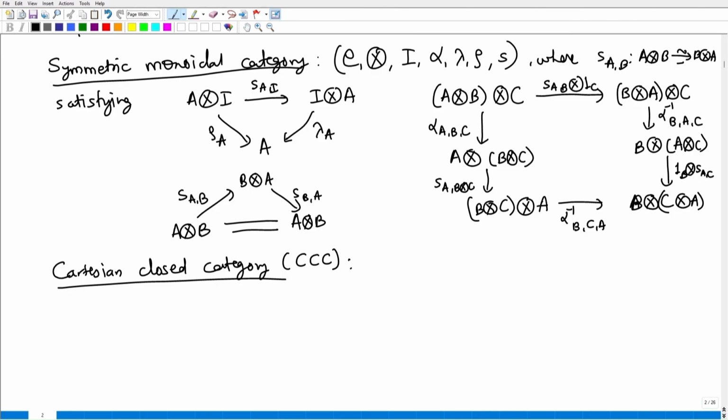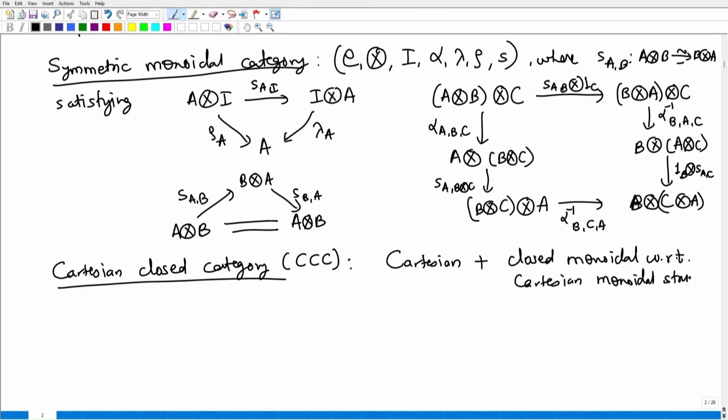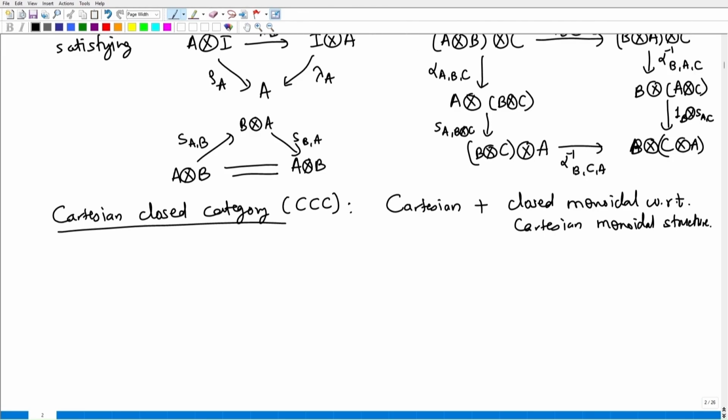Maybe I should define this. This is saying something more: it's Cartesian plus it is closed monoidal, with respect to the Cartesian monoidal structure. So what I really need to define is what is a closed monoidal structure. So, a closed monoidal category.